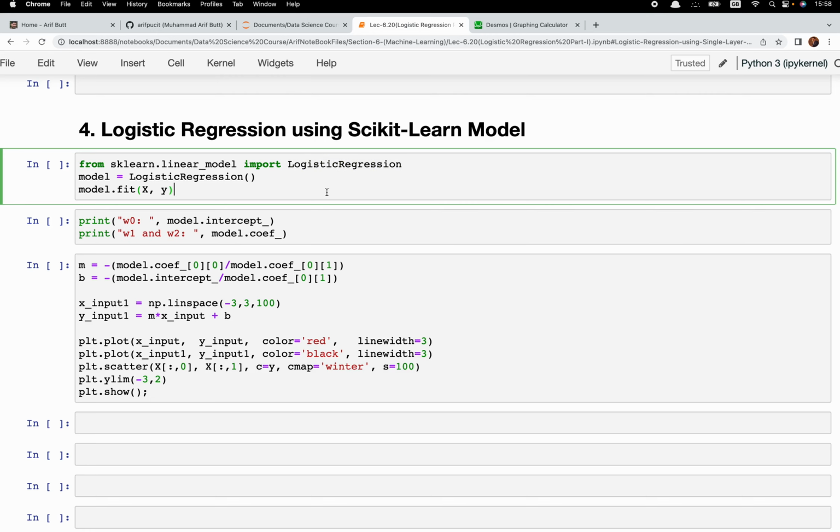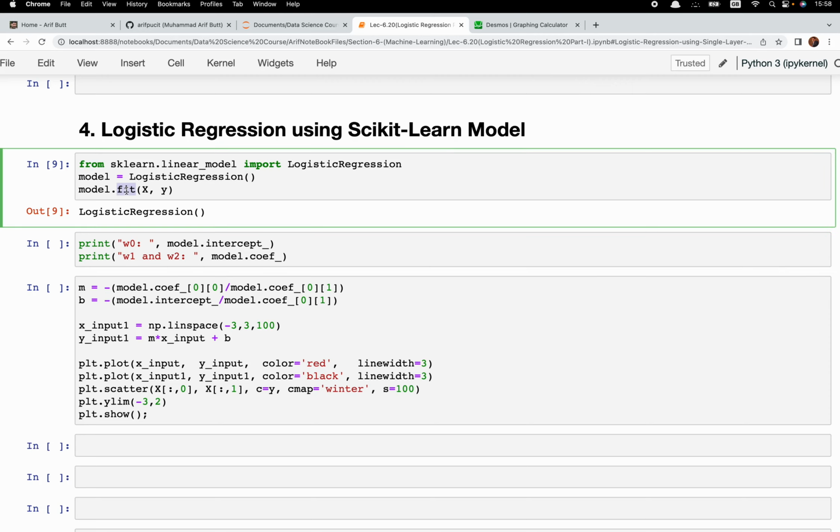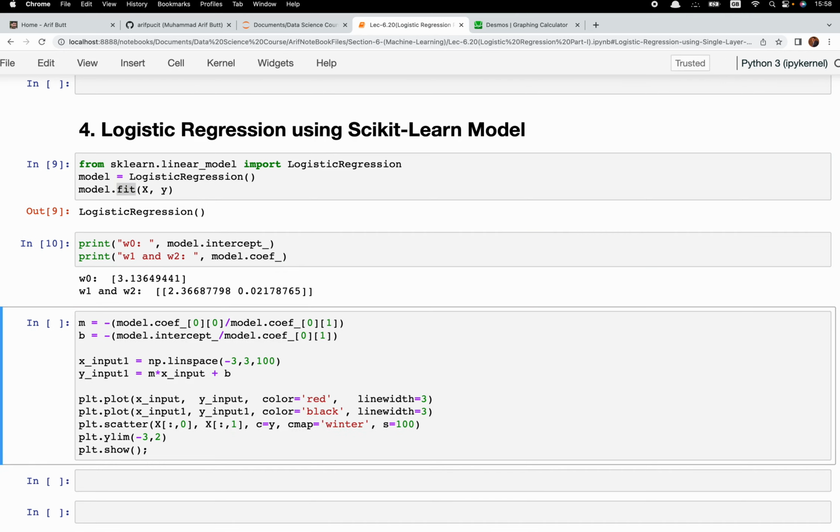Let me just execute this cell. So we have created an instance of the logistic regression model. I have called the fit method on it and passed it the x and y. Now we have the trained model. Let's display the model's intercept and coefficients. The weight seems a bit different as compared to the ones we computed above using single layer perceptron, of course.